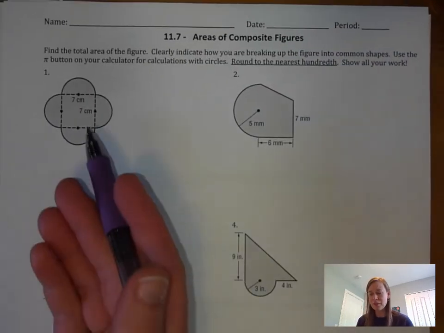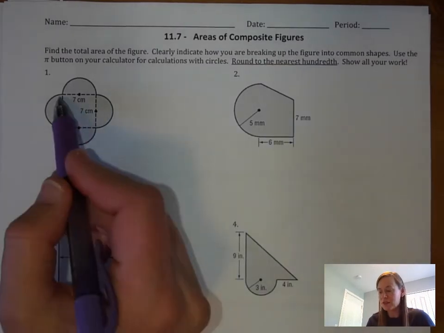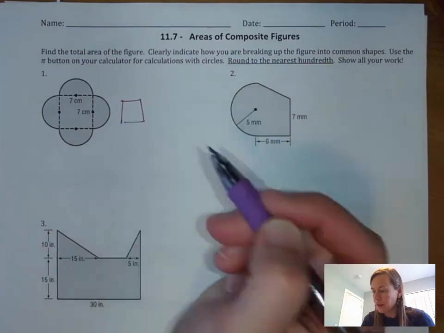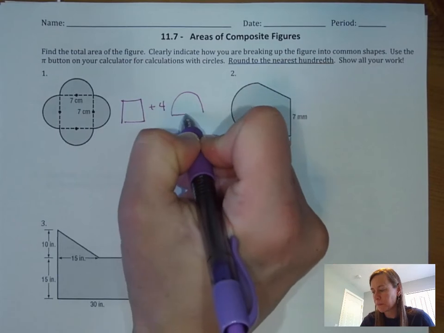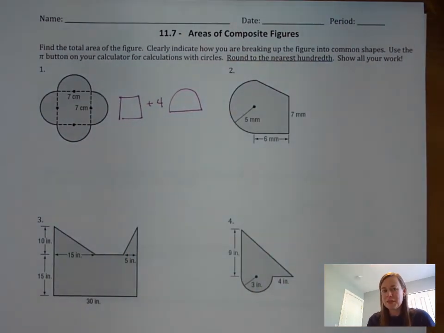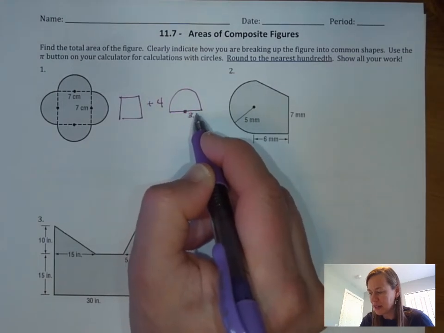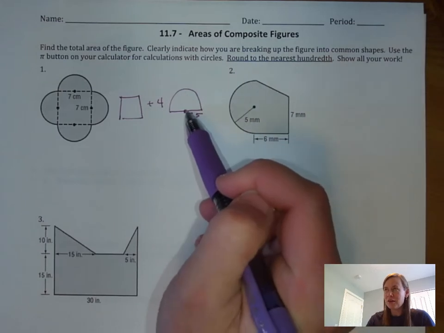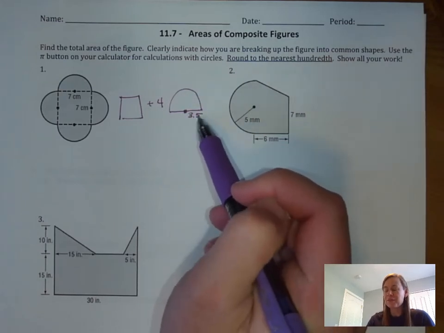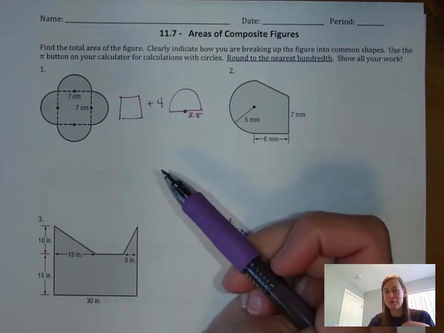All right, so looking at number 1, you're going to break it down. How do you see it? You should do it however you see it. I'm going to talk through ways I see it. I see a square in the middle. And then I see 4 semicircles. And now the semicircles, make sure there's 7 all the way across. So for the radius, you're going to need to use 3.5, right? Right, okay. So you could do pi r squared with the 3.5, and then you could divide it in half because it's a semicircle, and then you could multiply it by 4.